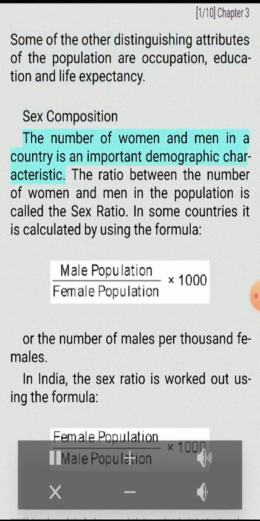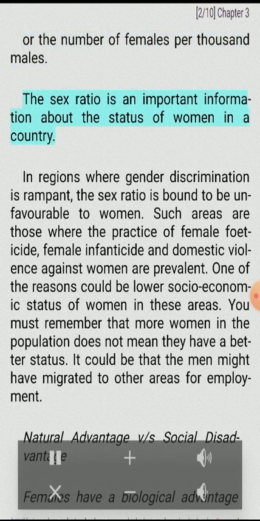Sex composition. The number of women and men in a country is an important demographic characteristic. The ratio between the number of women and men in the population is called the sex ratio. In some countries it is calculated by using the formula, or the number of males per thousand females. In India, the sex ratio is worked out using the formula, or the number of females per thousand males.